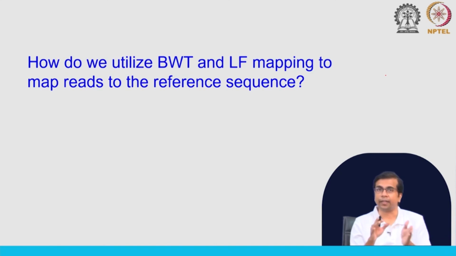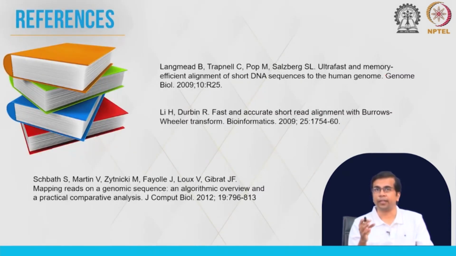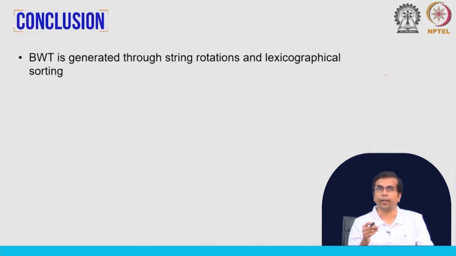We will utilize this BWT information and LF mapping to map reads to the reference sequence. Okay. These are the references that we have used. So, what we have seen is that we can generate this Burrows-Wheeler transform through string rotations and lexicographical sorting. We have talked about 3 steps, starting from the reference sequence. One is addition of this dollar sign, and dollar is lexicographically smaller than all the letters in the alphabet. And then we do the string rotations. We generate all possible rotations until we come back to the original string.